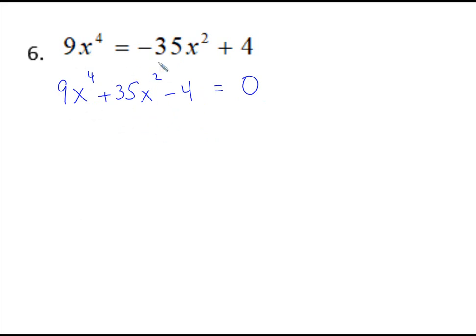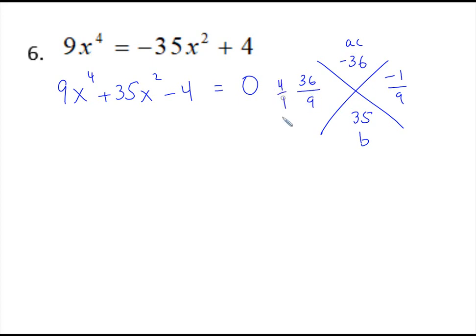Then I recognize this is in quadratic form. Okay, I've factored something like this before. So I can use the x here. A times c, that's negative 36. B is 35. So what's going to work for me? It looks like 36 times negative 1. Divide by a, which is 9. I can reduce this fraction. This is going to be 4 over 1.